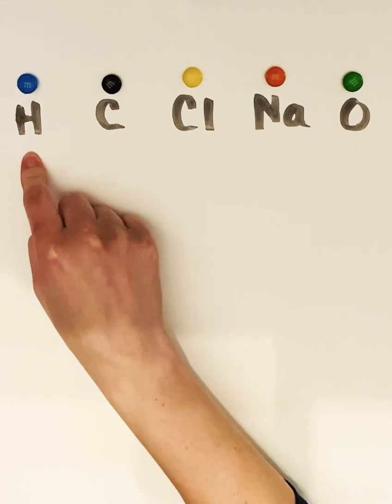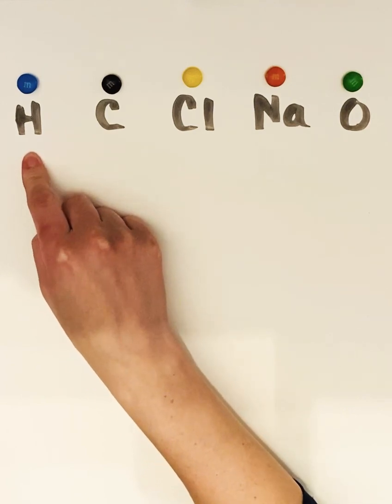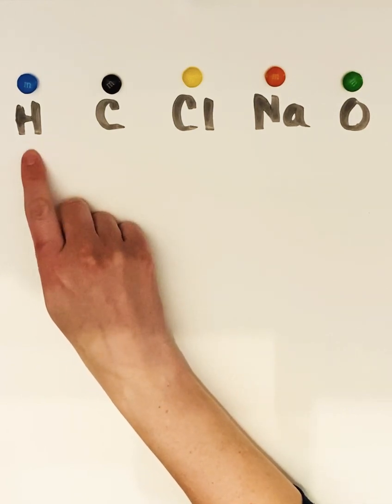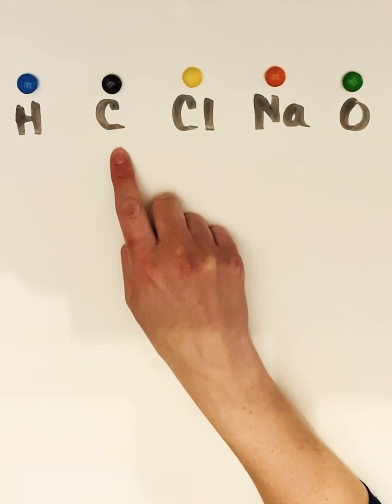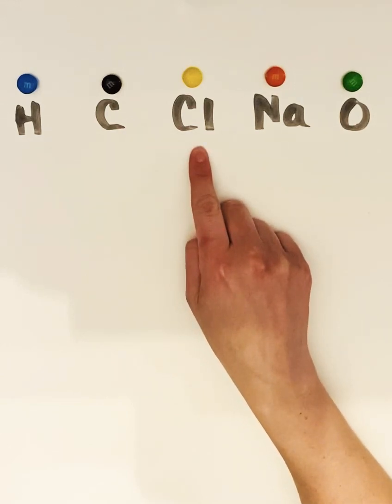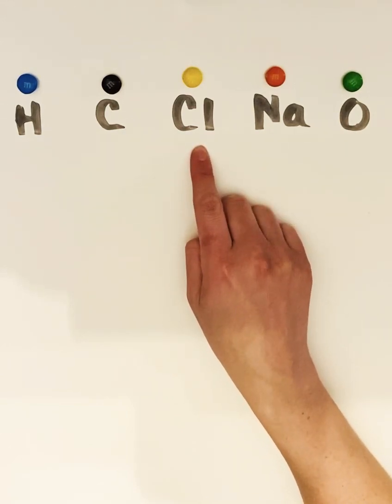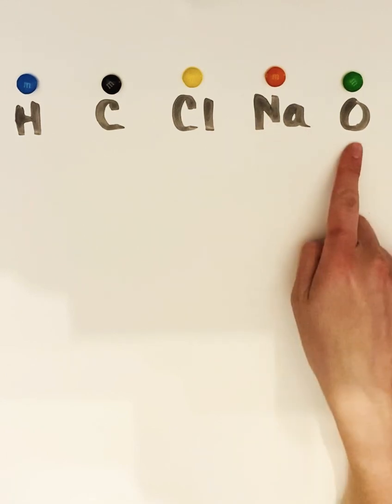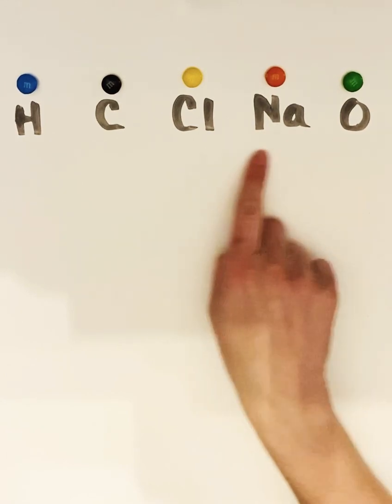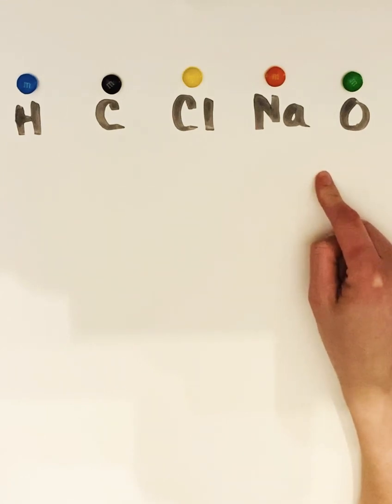Hydrogen, which is not the same thing as water. We'll talk about that in a little bit. It's a very important component of water, but not the same thing as water. Hydrogen, remember, is a gas at room temperature. Carbon, chlorine, so that's C, lowercase l for chlorine, sodium, and oxygen. So these are common elements that I do want you guys to be familiar with by the time we're done with this unit. All right.